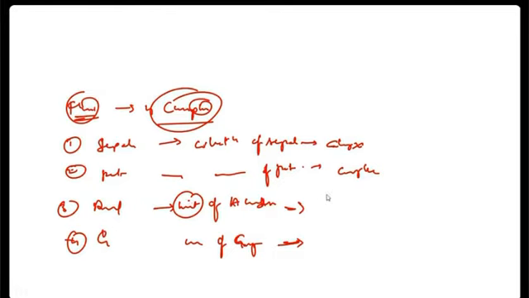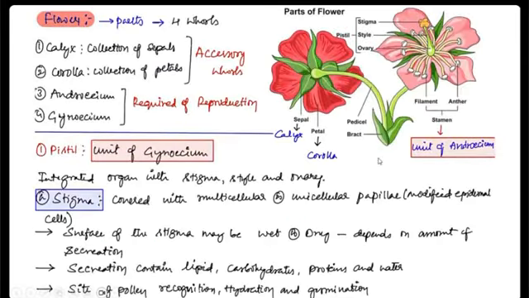Akila is answering it. Yes, the unit of androecium is nothing but stamens, right? Very good. And it's pistil. So these are the four important basic components of the flower. I hope it will not drag on more.